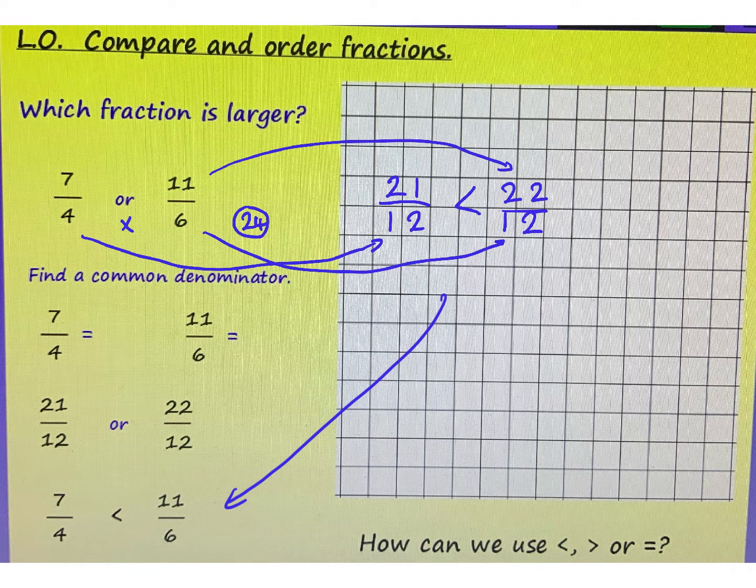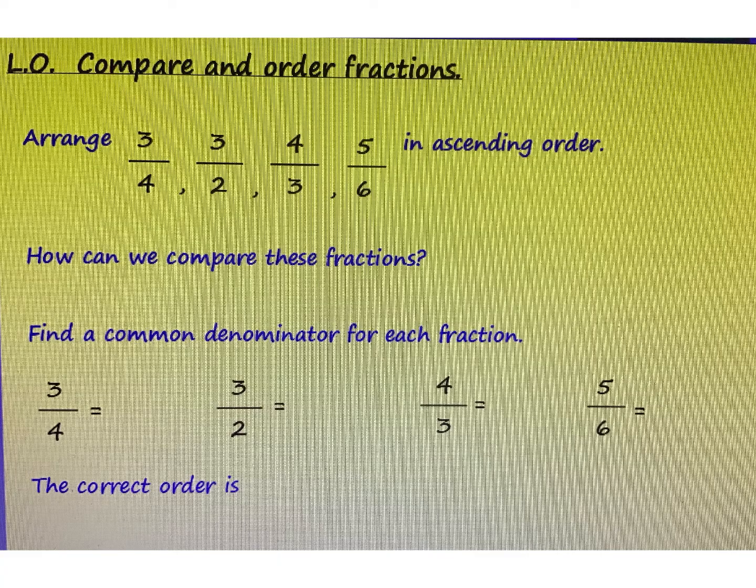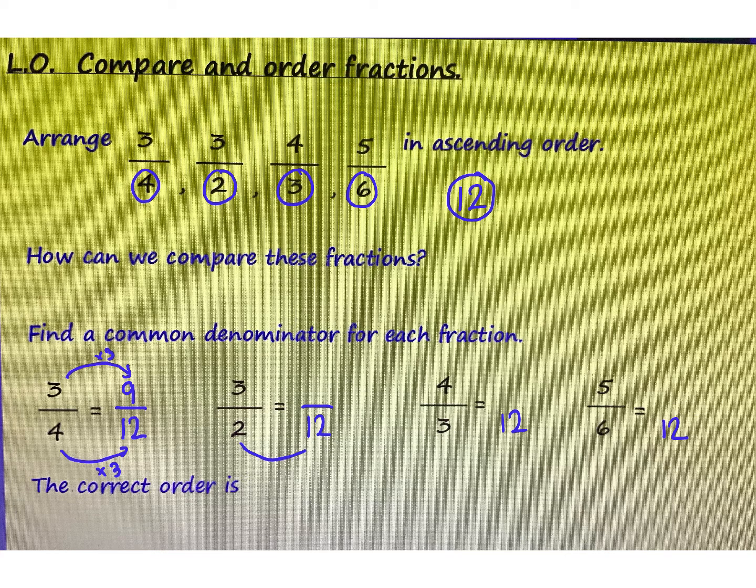Okay, how can we use this when we've got a list of numbers? So look at the denominators. We've got 4, 2, 3, and 6. You might spot that they are all factors of 12. So I could put them all out of 12. I need to do some working out. Okay, 3/4. I have times by 3 to get to 12ths. So I need to times this by 3 is 9/12.